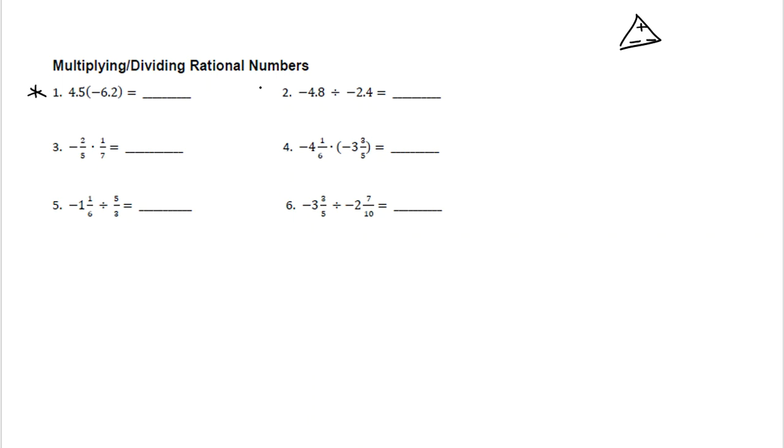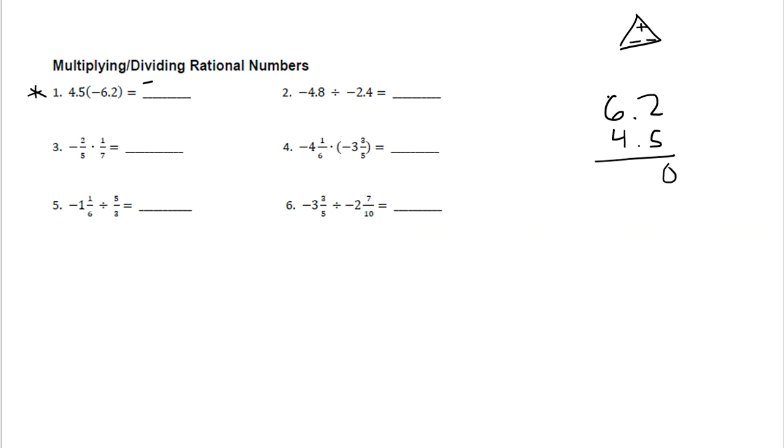4.5 times a negative 6.2, the answer would be negative. Anytime you multiply a positive with a negative, your answer is always negative. And that's just a rule that you need to have memorized. Okay, now when we multiply these two together, you don't necessarily have to line up the decimals. They do happen to line up in this case.